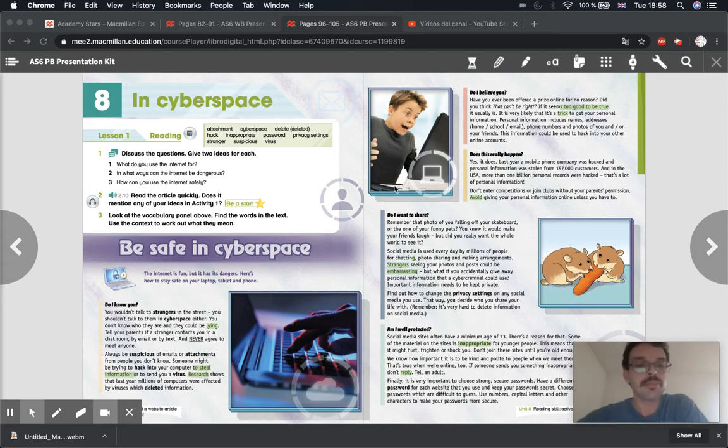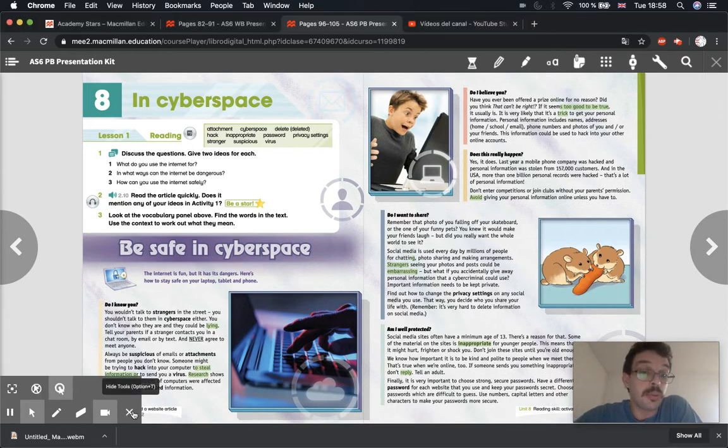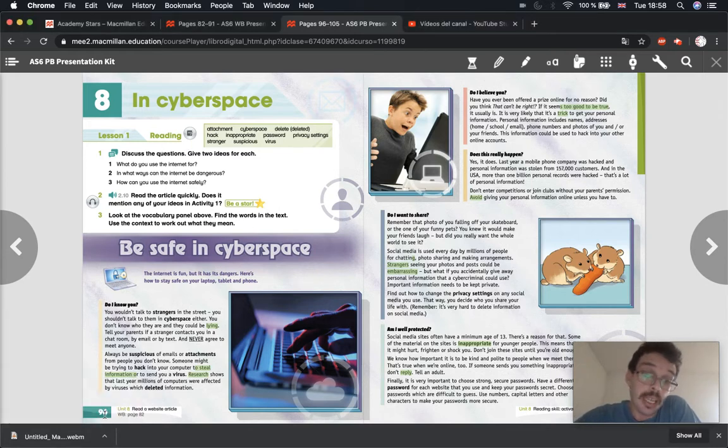Okay, so let's start. Today, first, we're going to use the pupil's book. We're going to go to page 96. Okay, I'm just going to get rid of this. Everybody open your pupil's book and go to page 96. That's unit 8, lesson 1, the first lesson of unit 8.